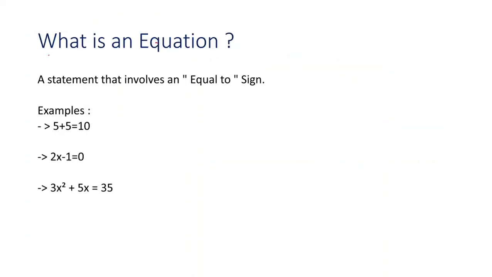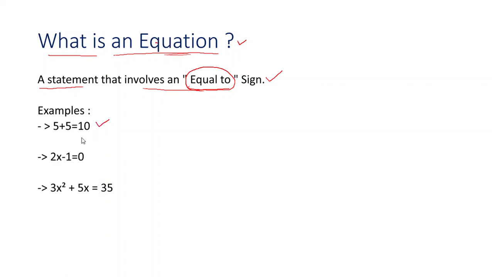So the first and foremost thing is to know what is an equation. This is the fundamental thing that we need to know. An equation is nothing but a statement that involves an equal to sign. It is as simple as that. So if something involves an equal to sign, then it becomes an equation.